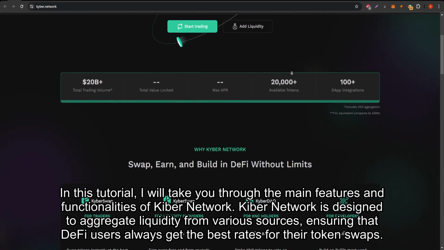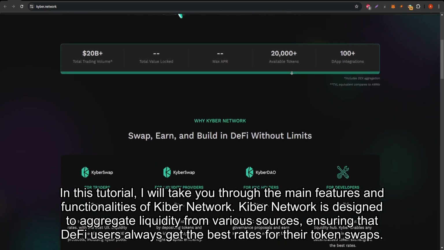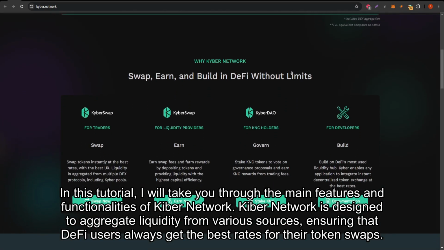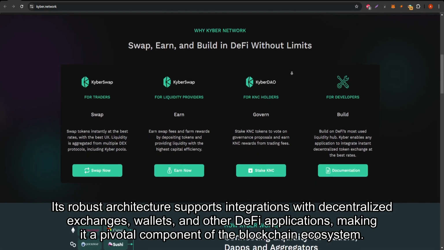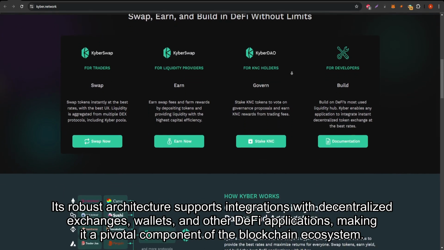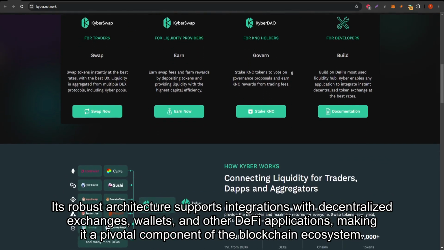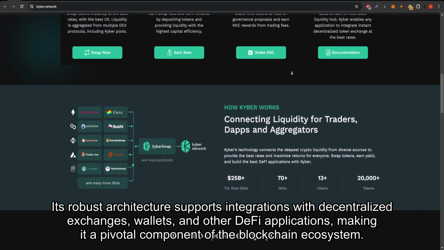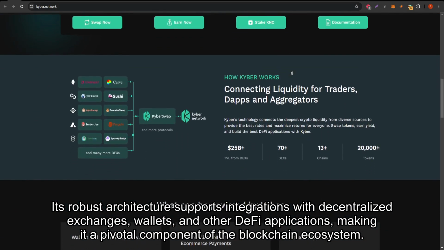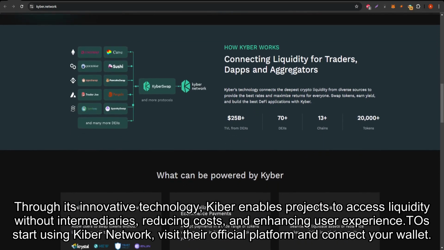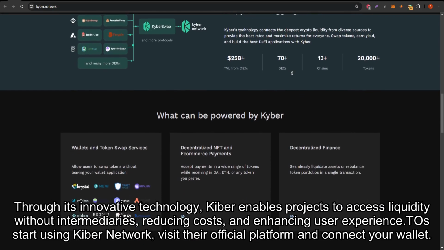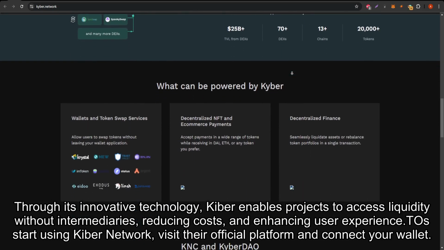Kyber Network is designed to aggregate liquidity from various sources, ensuring that DeFi users always get the best rates for their token swaps. Its robust architecture supports integrations with decentralized exchanges, wallets, and other DeFi applications, making it a pivotal component of the blockchain ecosystem. Through its innovative technology, Kyber enables projects to access liquidity without intermediaries, reducing costs and enhancing user experience.